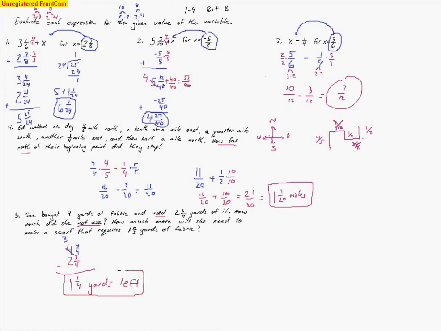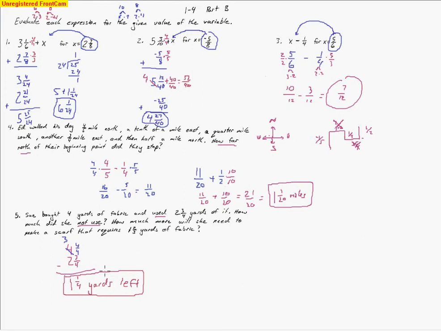But then it asks another question. It says, how much more will she need to make a scarf that requires 1 2/3? Well, how much more signifies that she doesn't have enough. Now, if we didn't know, we'd just go ahead and set up the subtraction problem. And if I subtracted 1 2/3 from this amount and I got a negative number, then I would need more.